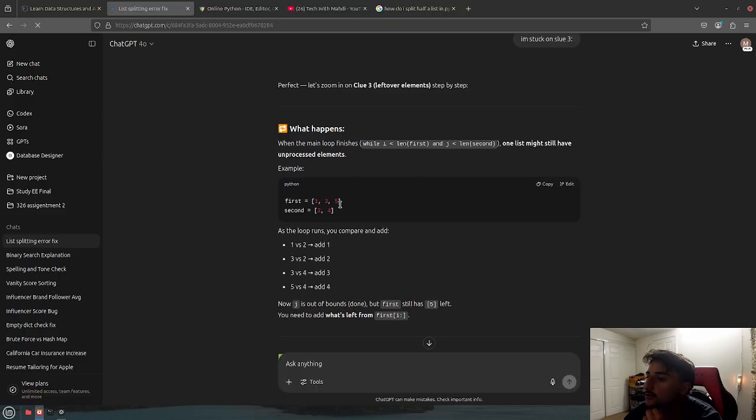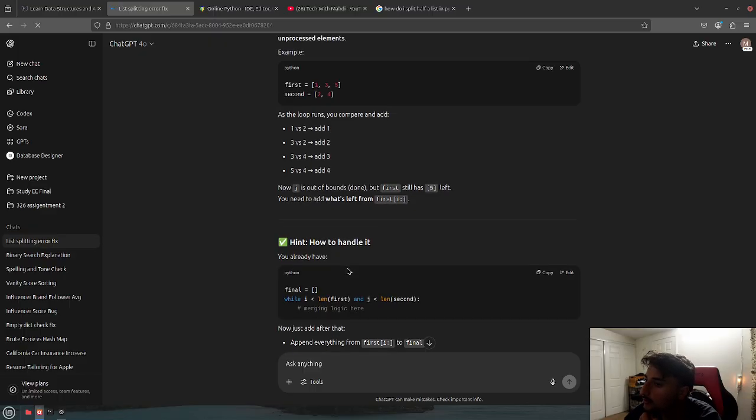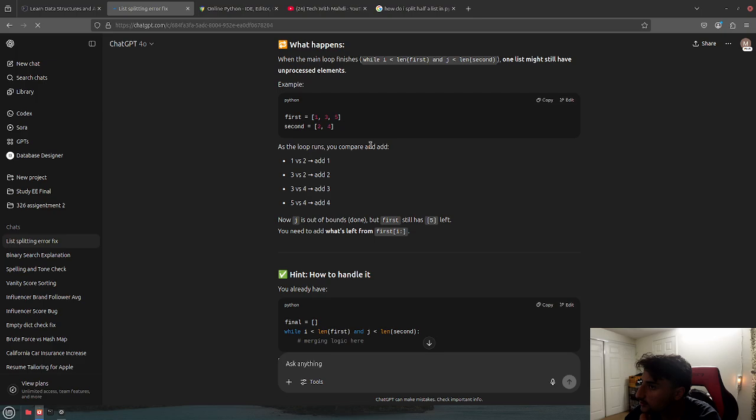Alright, I get that. So 5 is left. Now J is out of bounds. As the loop runs, you compare and add 1 to 2. Add 1. 3 to 2. Then 3 to 4. Then you have 5. 5 to 4, add 4. Now you just need 5.